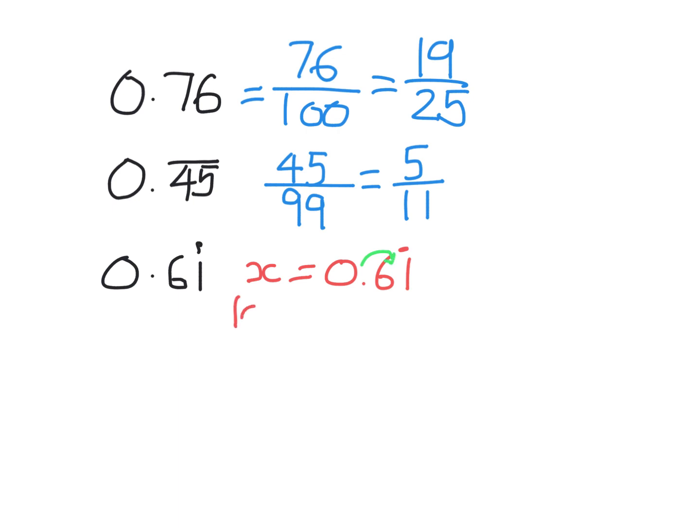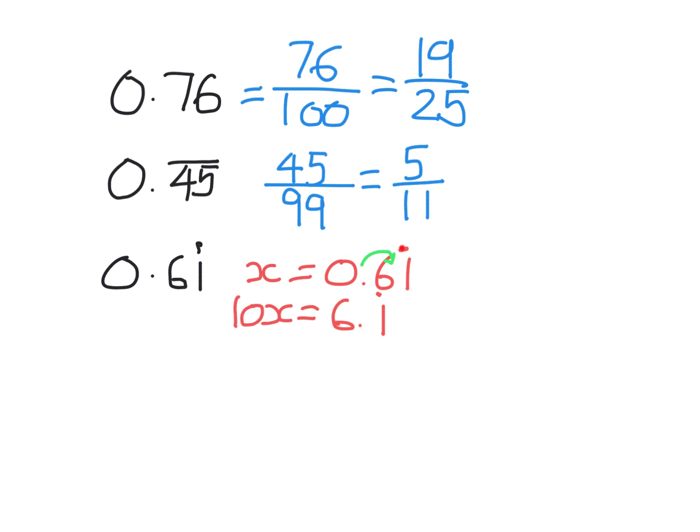So multiplying x by 10, I just move the decimal point. It's now 6.1 recurring. Now I need to do this process again. I need to multiply this by another power of 10 that has the same decimal expansion, that only has repeating digits after the decimal point. I need to do that so I can subtract.